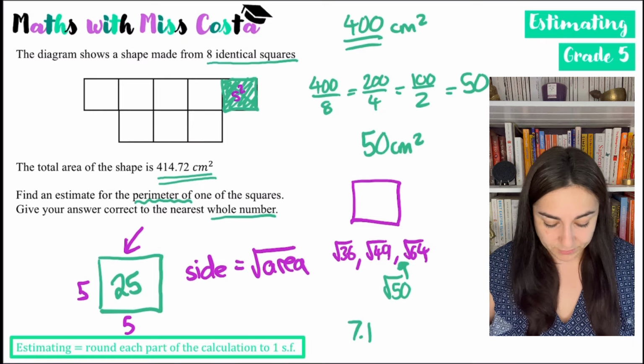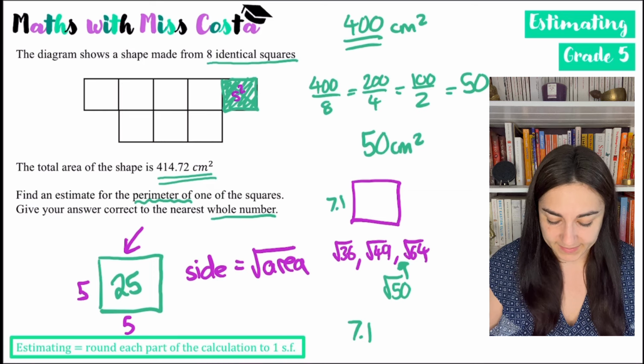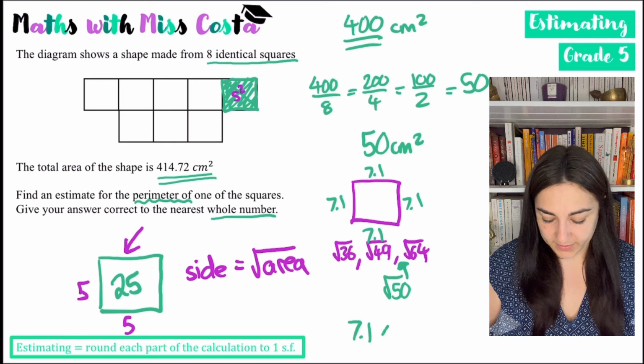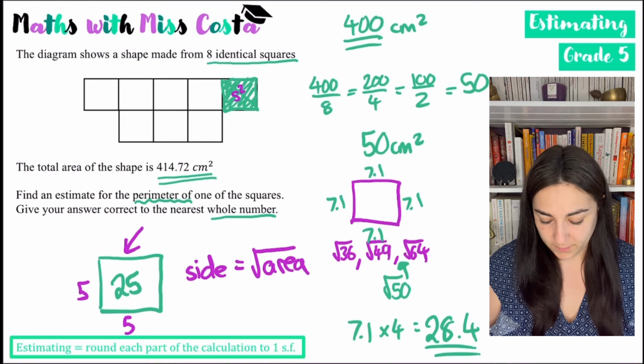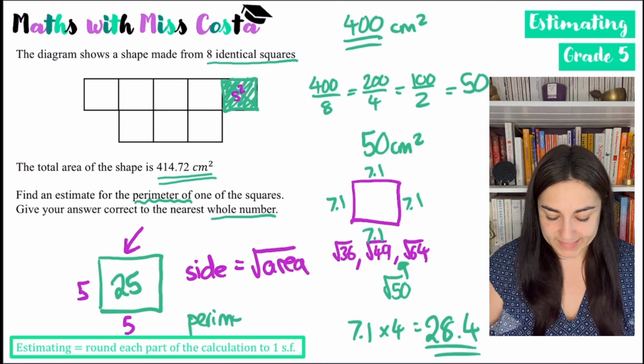And then it says give your answer correct to the nearest whole number. So I could say that this is the perimeter. If that's 7.1, 7.1 times 4 is 28.4, but it wants it to the nearest whole number, so the perimeter is going to equal 28.